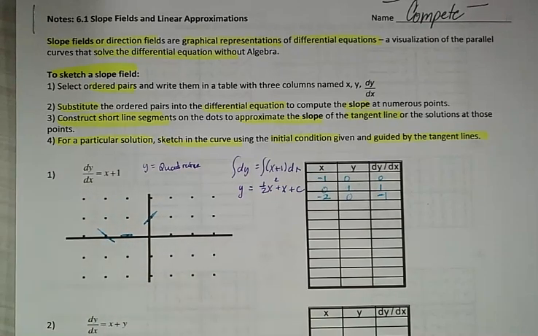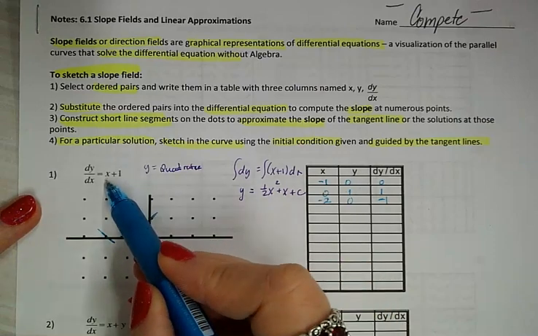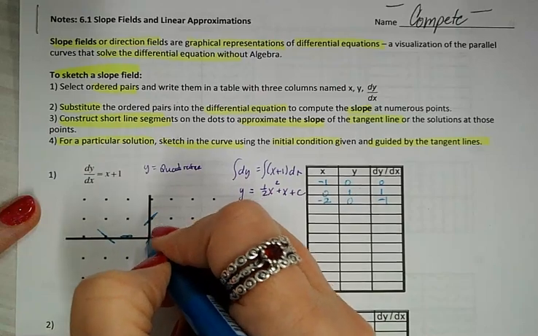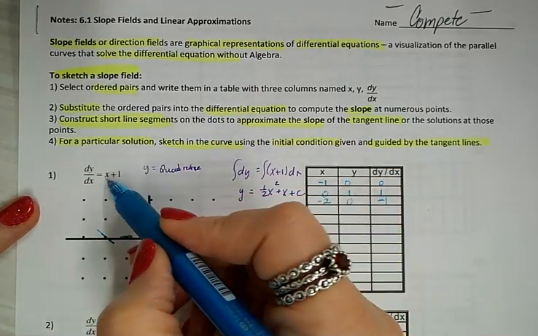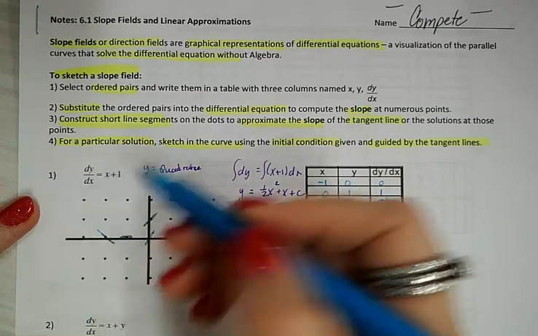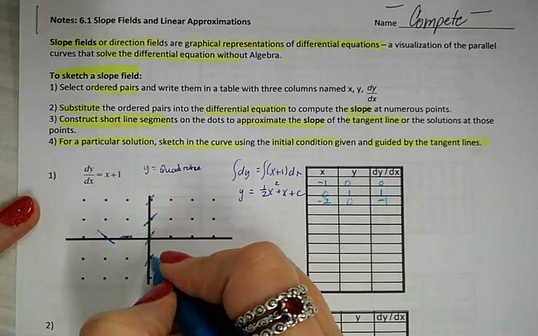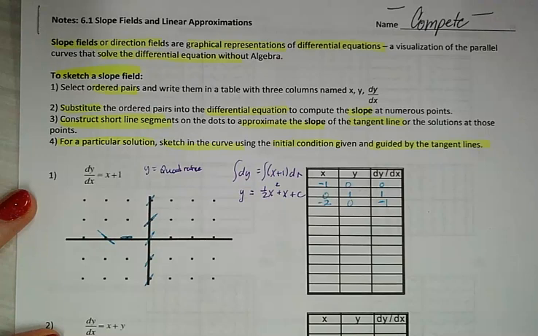So I should be able to determine some patterns. For instance, what if I pick 0, 0? Well, when I put a 0 in for the x, I still get a slope of 1. What happens if I use 0, 3? Well, I'm still putting a 0 in for x, so I'm still going to get a slope of 1. So I can see that this pattern is happening right here at my vertical axis. And so all of those are roughly a line of 1.